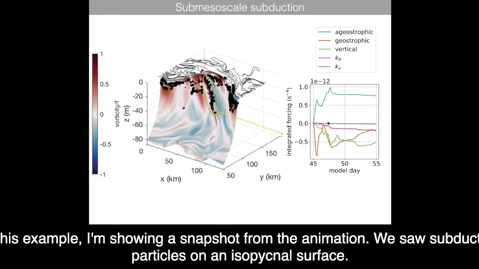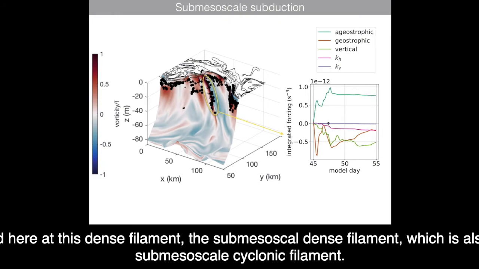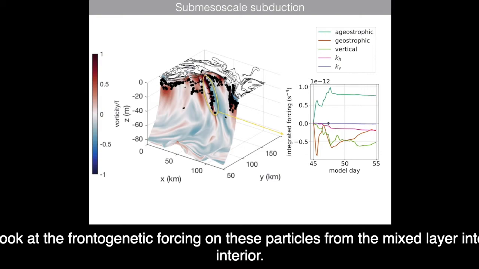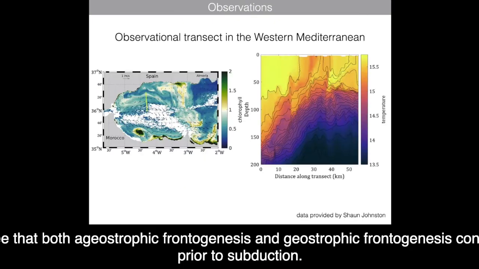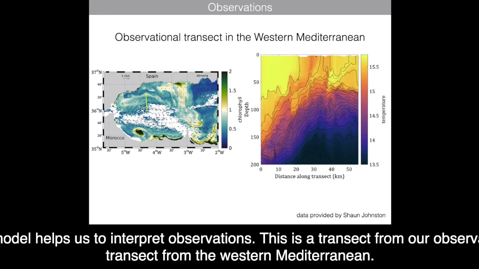In this example, I'm showing a snapshot from the animation where we saw subducting particles on an isopycnal surface. And here at this dense filament, a submesoscale dense filament, which is also a submesoscale cyclonic filament, if we look at the frontogenetic forcing on these particles from the mixed layer into the interior, we see that both ageostrophic frontogenesis and geostrophic frontogenesis contribute prior to subduction. And so this model helps us to interpret observations.